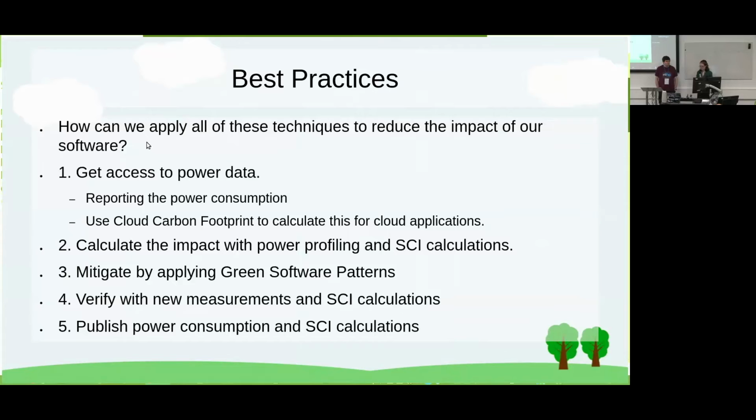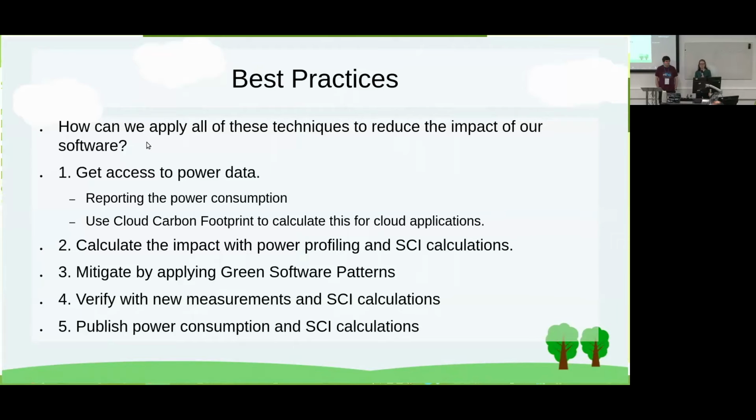Best practice. I think this is my last slide, and then I'll hand over to Colin for some more practical demonstrations, hands-on aspects. But here we have a bit of a summary of various things that we've mentioned on reducing the impact of our software. So how can we make our software as green as possible?